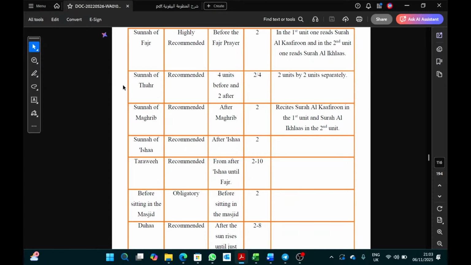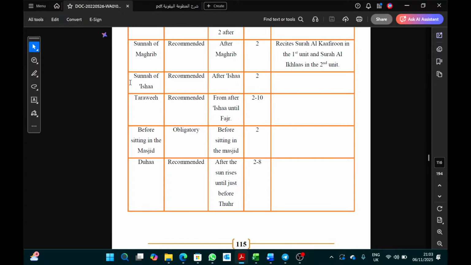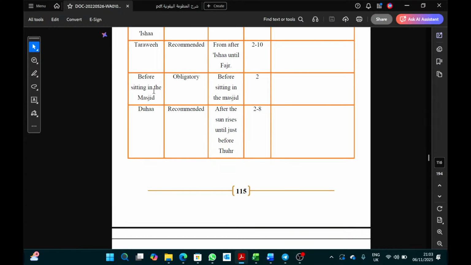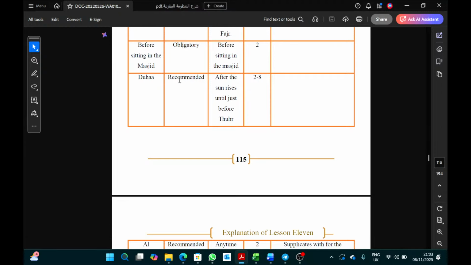The 2 sunnah of Fajr, 2 sunnah of Dhuhr, or 4. 2 or 4. Some narrations mention 2, some say 4, both are fine. 2 after Maghrib, 2 after Isha, Tarawih, before sitting in the masjid. There is khilaf, some ulama say it's recommended. Yani, Tahiyyat al-Masjid, when you enter the masjid, praying 2 rak'at. But it's best to always pray.